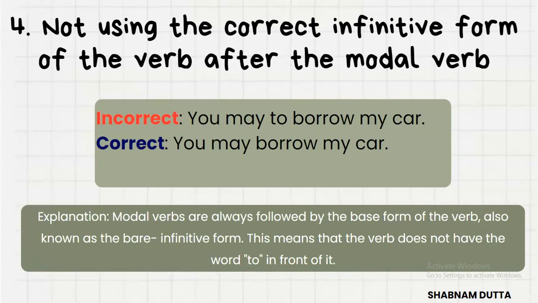Number 4. The error of not using the correct infinitive form after a modal verb, and this error is known as modal infinitive error. It occurs when you use the wrong form of verb after a modal verb. There are two types of infinitives in English, right? To infinitive and bare infinitive. Remember, modal verbs are always followed by a bare infinitive, which means that the following verb does not have the word to in front of it.